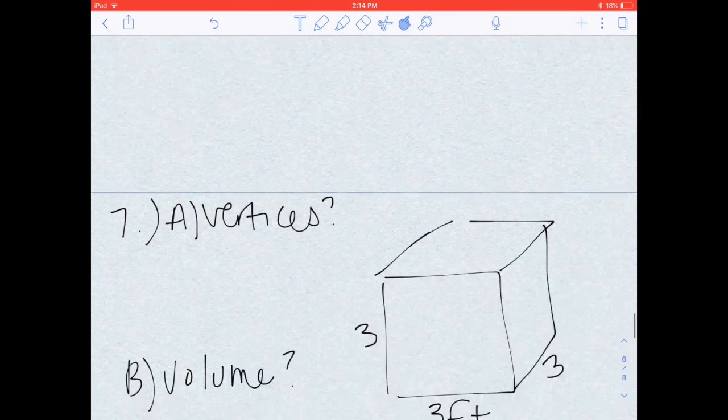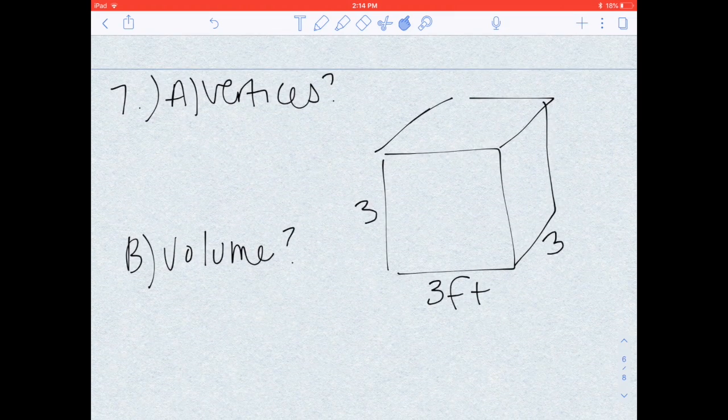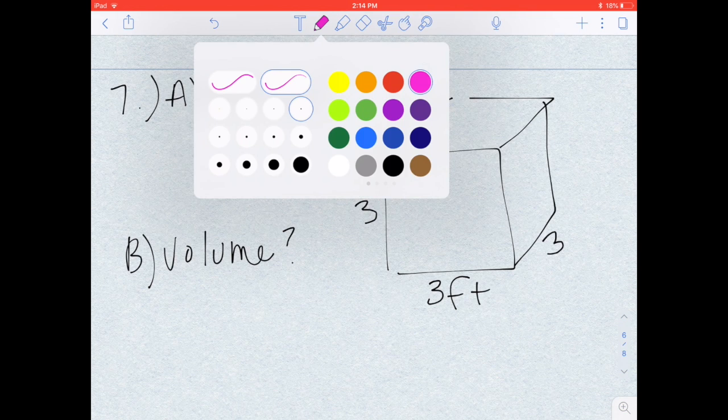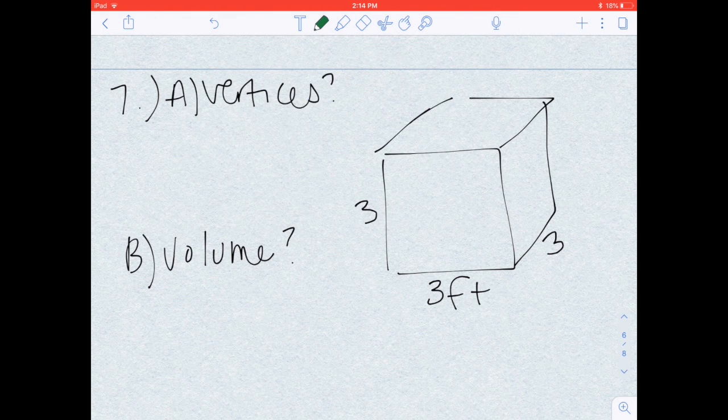All right, number 7. Let's do this one in green. Okay, number 7 asks us, a cube has how many vertices and what is the volume of this cube? So every cube has the same number of vertices.